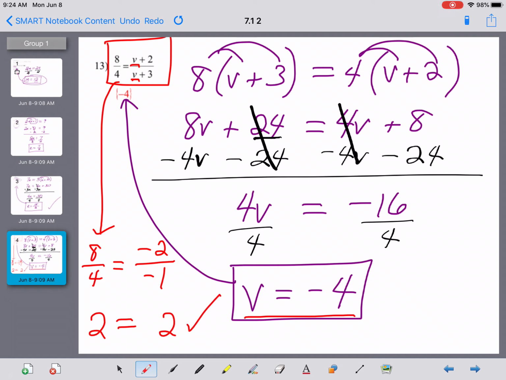That answer checks out, and we know for a fact now that this answer is right, even if that answer wasn't given to us. All right, guys, so you've got 12 more problems to try on your own on the 7.1 worksheet. Let's see how we do on those.